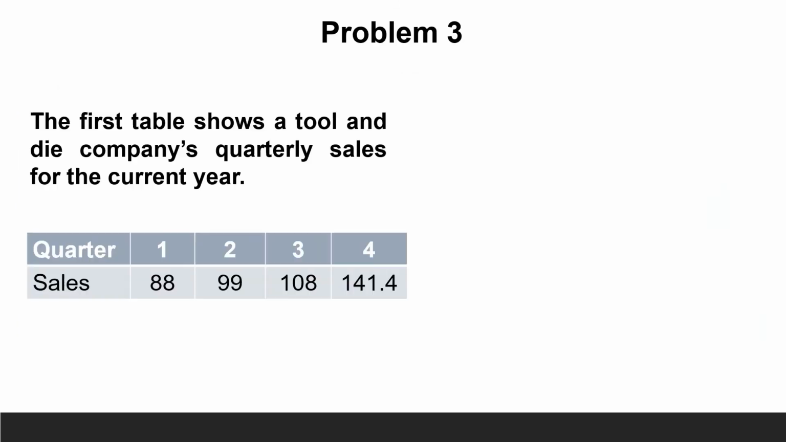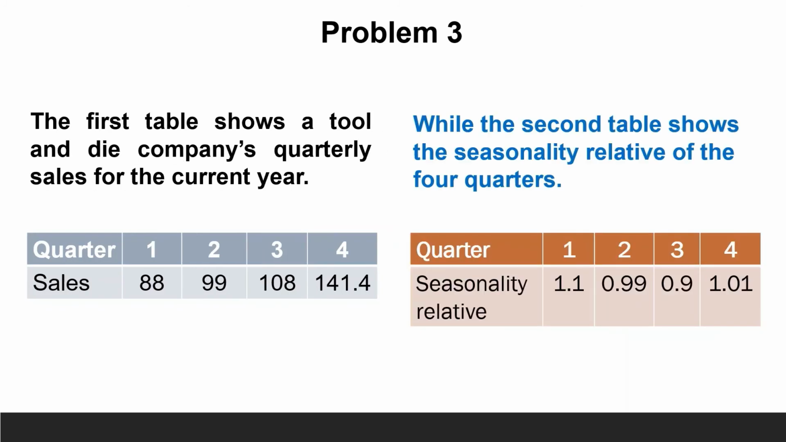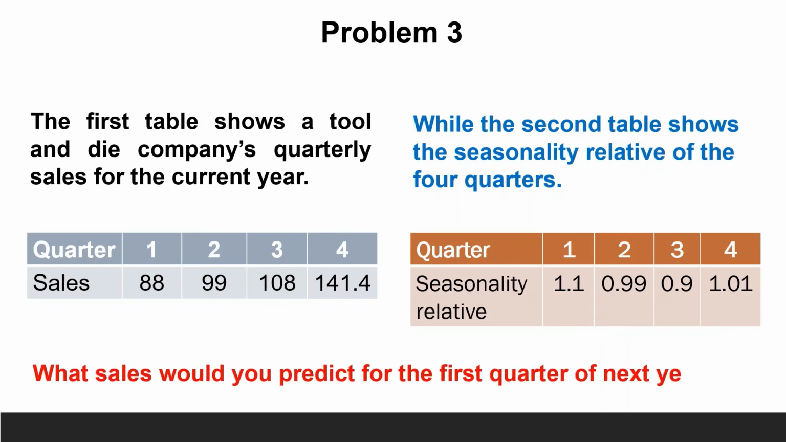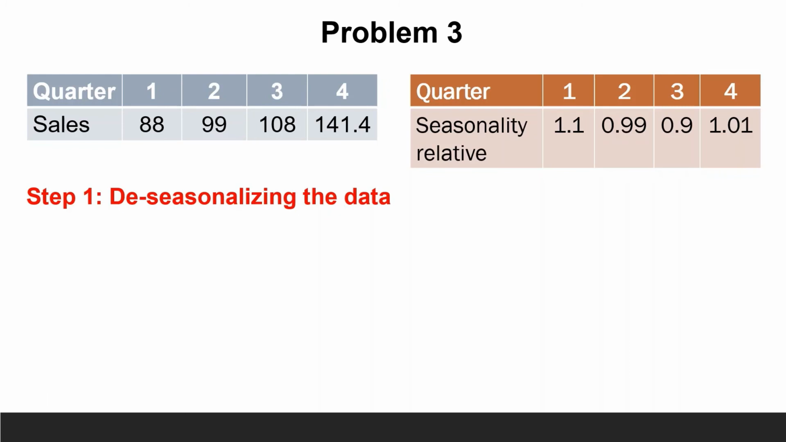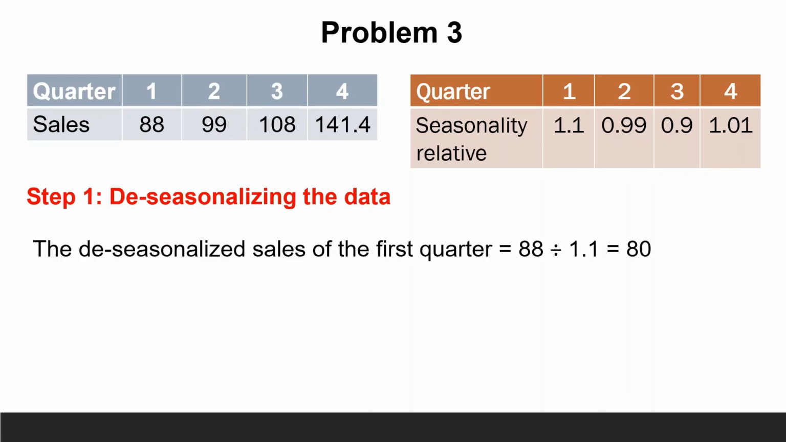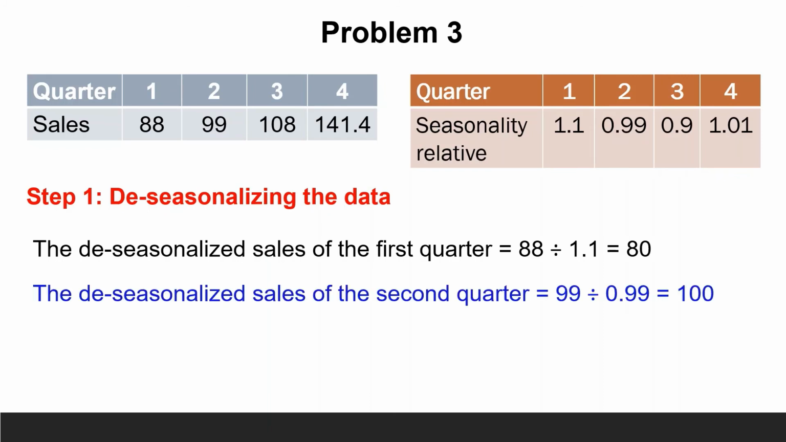The third problem. The first table shows a tool and die company's quarterly sales for the current year, while the second table shows the seasonality relative of the 4 quarters. What sales would you predict for the first quarter of next year? As we learnt before, the given data should be deseasonalized. Applying this, the deseasonalized sales of the first quarter is 88 divided by 1.1 equals 80. The deseasonalized sales of the second quarter is 99 divided by 0.99 equals 100.